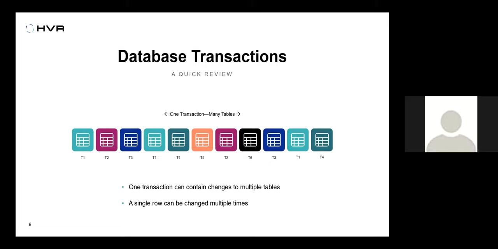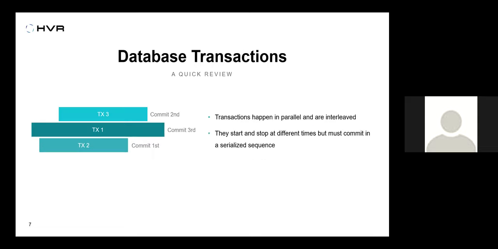A quick definition: a transaction is basically any sort of event or action that may impact multiple tables, or one table, or a single row. You might even have multiple transactions impacting just one single row. So you can have a whole variety of different actions going on against tables in a relational system, and you can have these quick transactions.